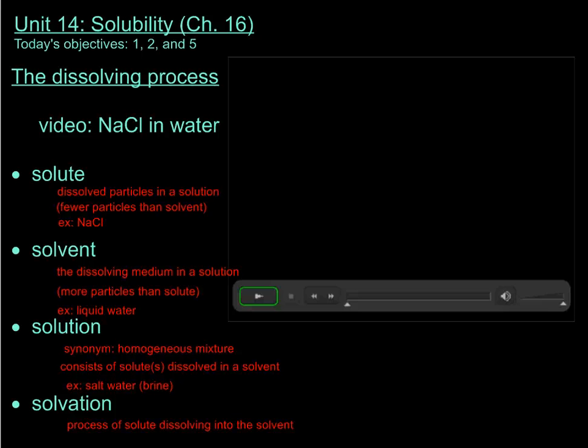Solvation is the process of the solute dissolving into the solvent. Okay, so these are all terms that are very similar. They're all related to the same process, but you do need to understand the distinction.